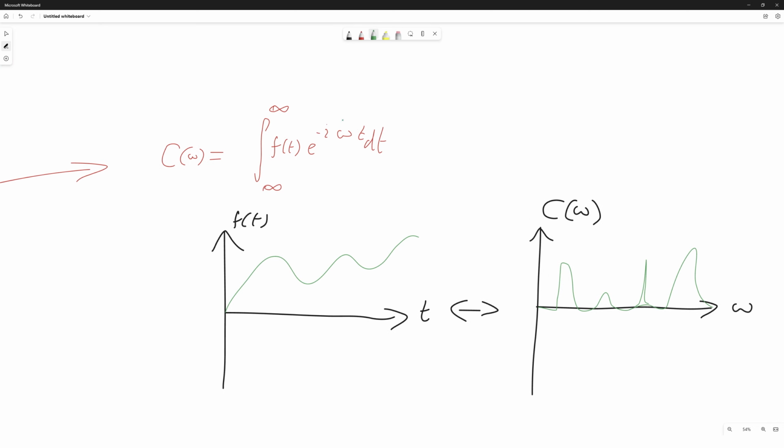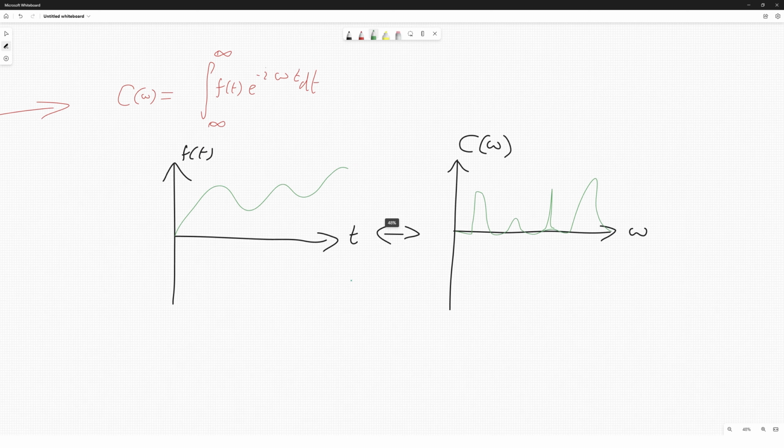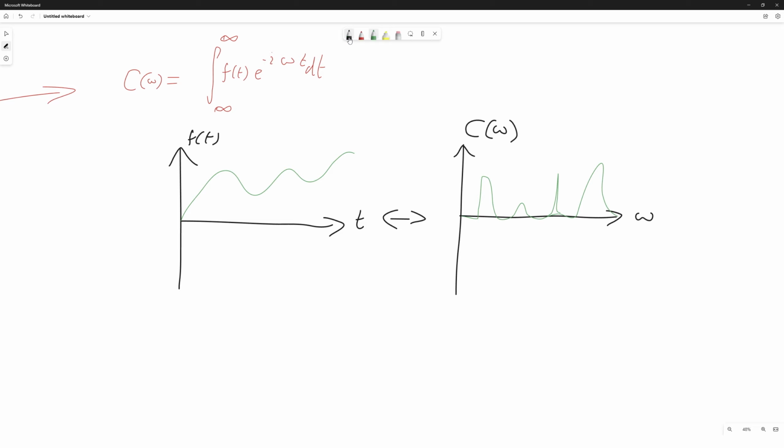And now a question arises of, okay, well, what's going on? Well, what's essentially happened now is we have taken a function in the time domain and we've turned it into a function in the frequency domain. It's just been transformed into the other.